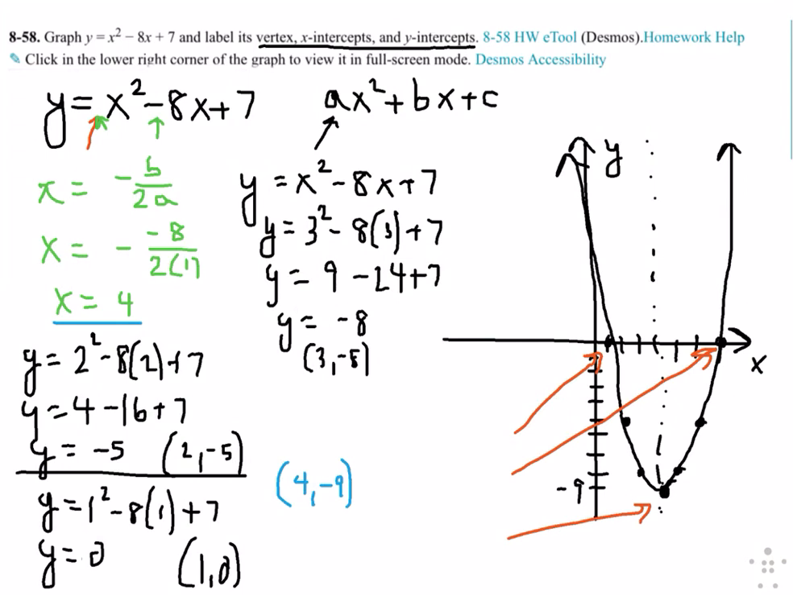And you can find the y-intercept by just looking at c. So this is at 7: 1, 2, 3, 4, 5, 6, 7. That's at 7. And there's our graph.